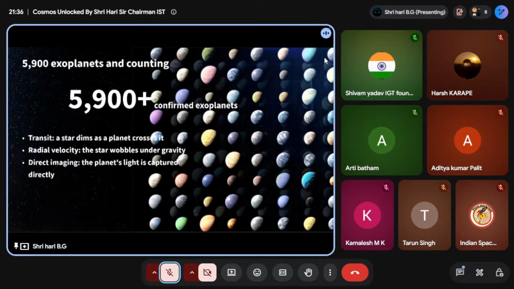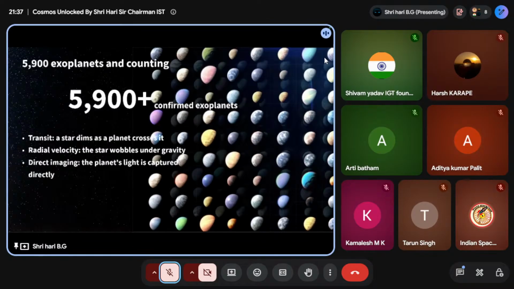After plotting it, we will see some dip, because when the planet enters in front of the star, the luminosity decreases. When the luminosity decreases, we say that there is a planet. How do we determine whether there is a planet or not? There may be one planet, two planets, three planets. How will we determine? We look at the pattern of the graph.